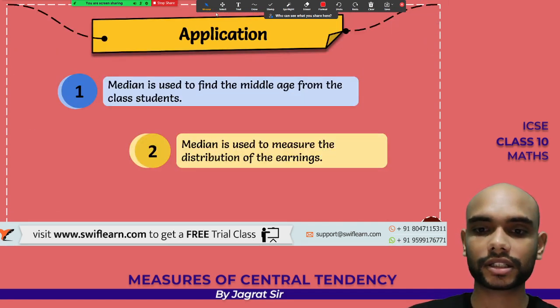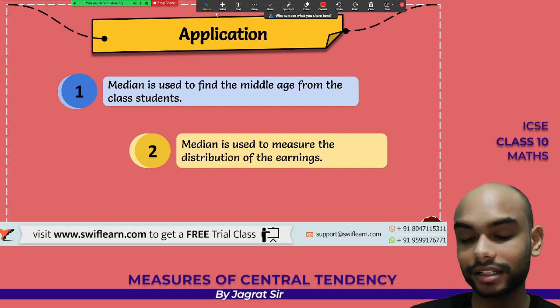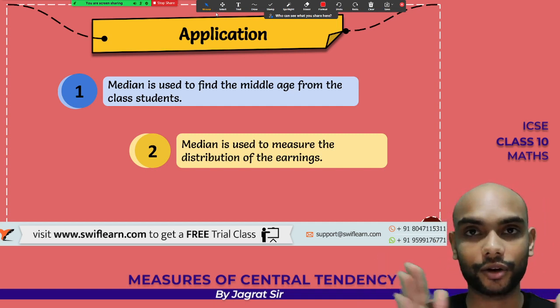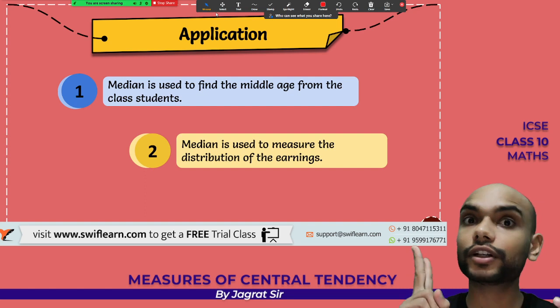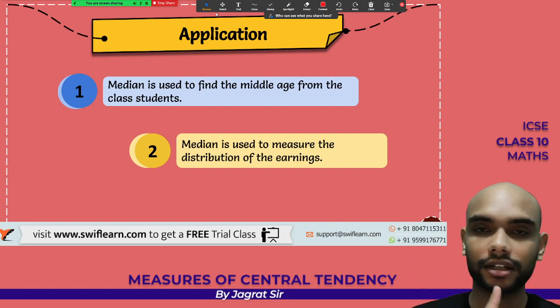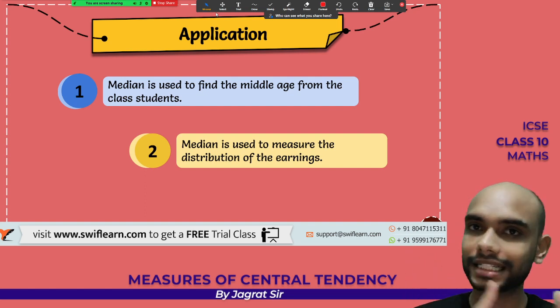So guys, this was the application. What was the application? This was your median part. Okay, I hope I was able to clear your doubts. There were two methods for the mean: direct method, shortcut method, and step deviation method.